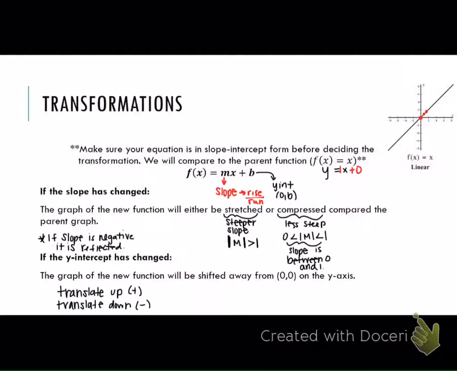All right, so let's look at some of those parent graph ones first when you're ready. If you have questions, please let me know.